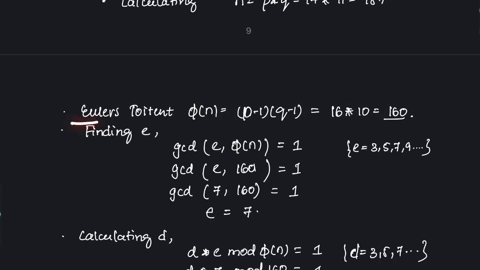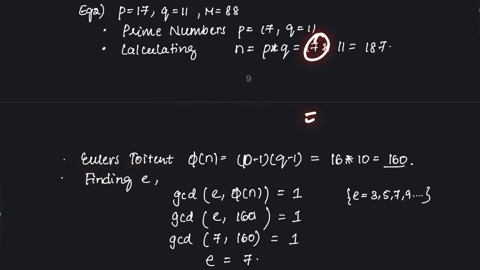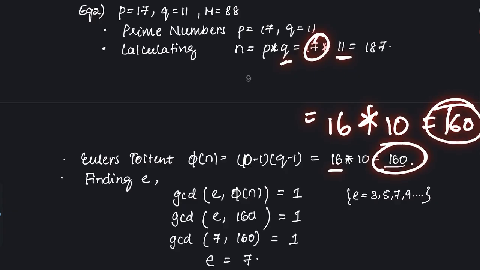Next, I have to calculate Euler's totient function, which is phi of n, which is equal to P minus 1 into Q minus 1. P was 17 here, so 16 into Q minus 1. Q is 11, so it is 10 here. 16 into 10 is 160. I got Euler's totient as 160.